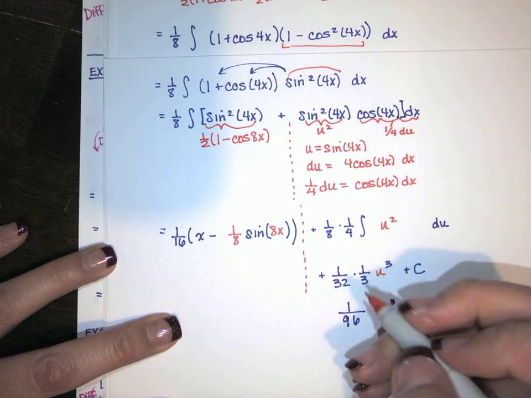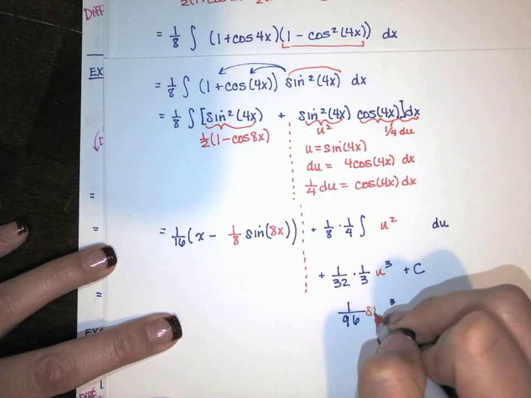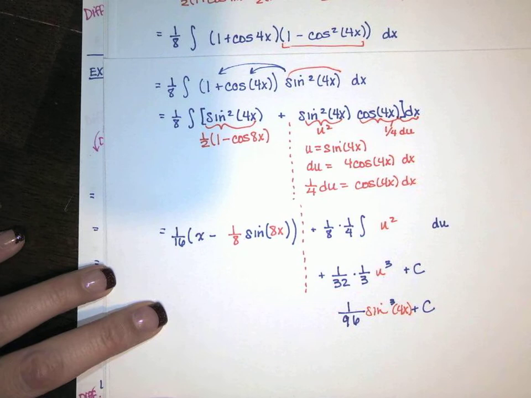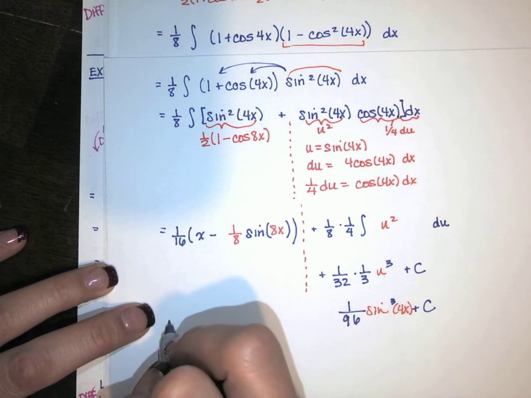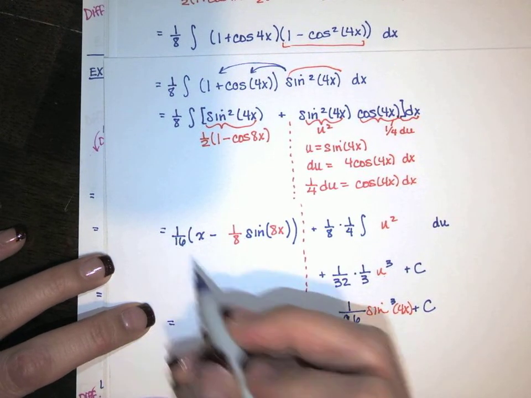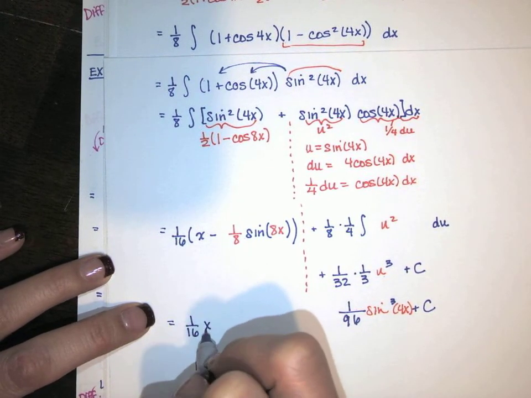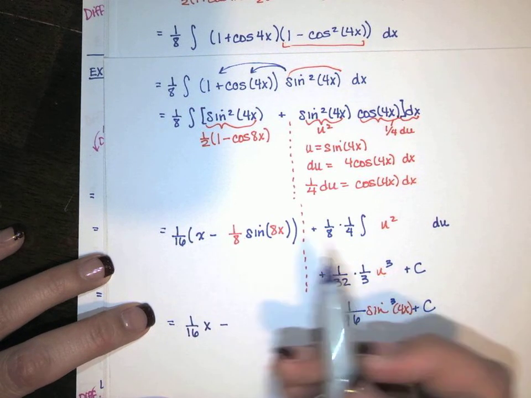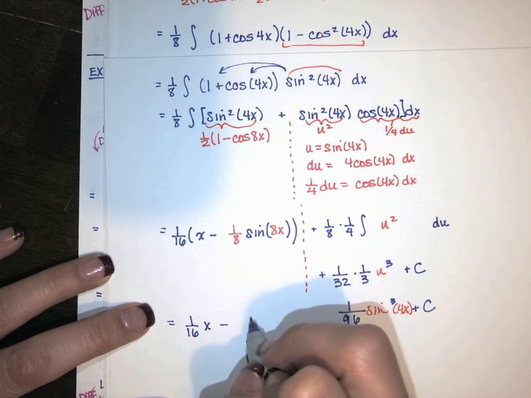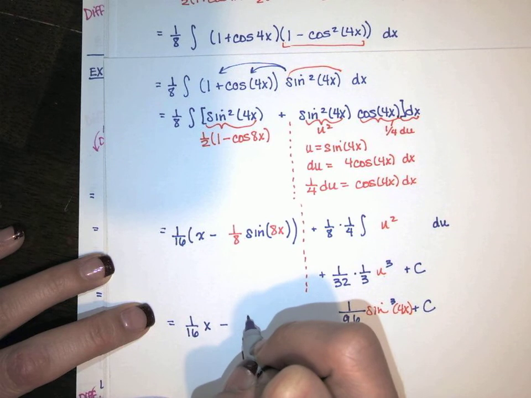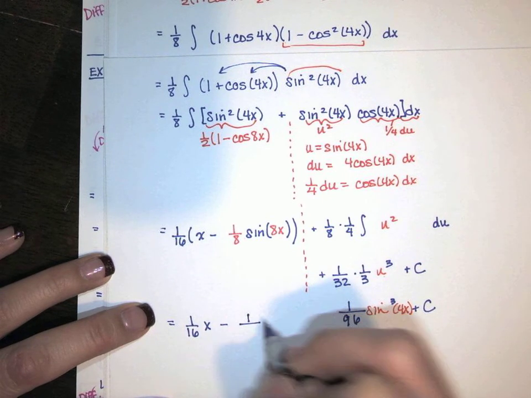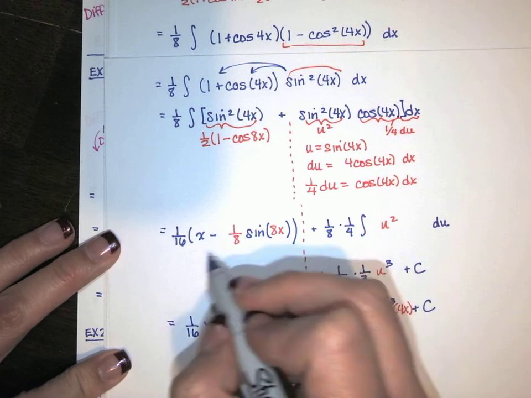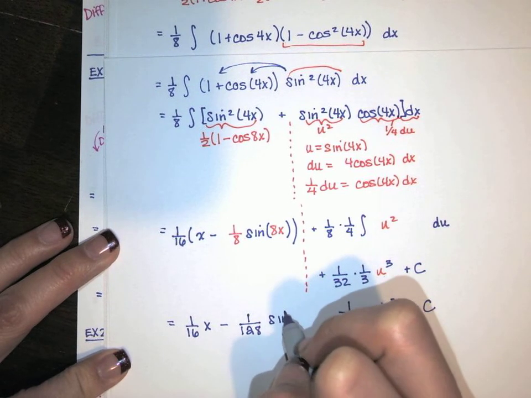And u was sine of 4x, so we can substitute that back in. And then let's distribute this 1/16 over here. I've got 1/16 times x minus 1/16 times 1/8, 80 plus 48. What's 80 plus 48? 128? Yeah, that makes sense. And then we got sine of 8x right there.